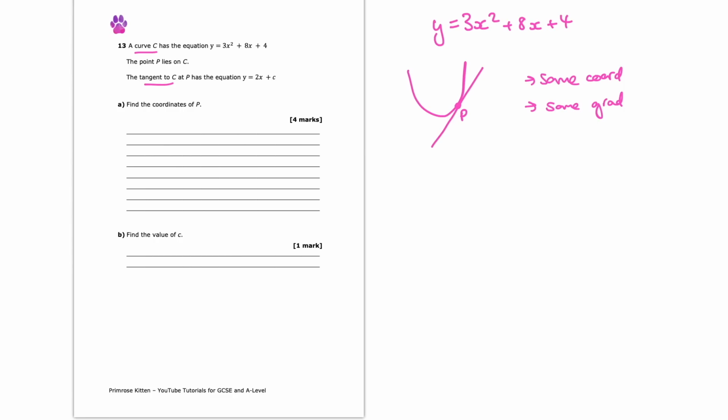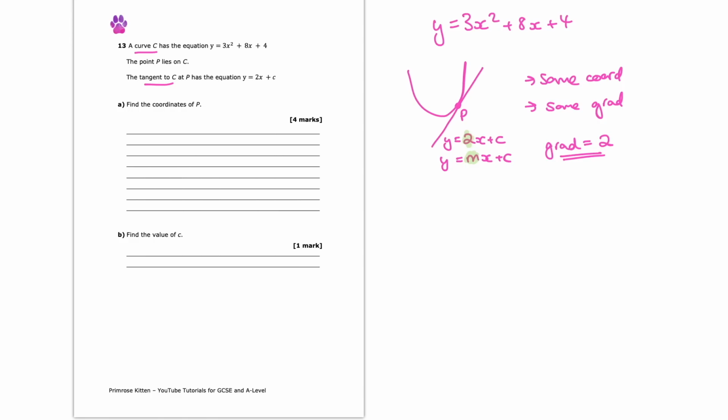Now if we're told that the tangent to C at P has this equation y equals 2x plus c, we can compare that to y equals mx plus c to actually work out what that gradient is. We could say then that the gradient, which would be m in y equals mx plus c, the gradient of the tangent at that point, and by deduction also the curve at that point, is 2.